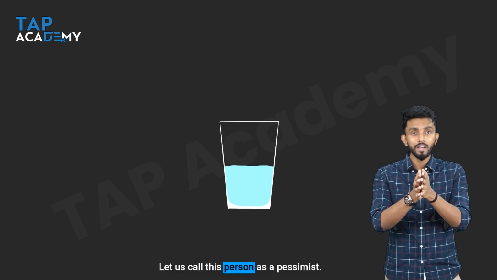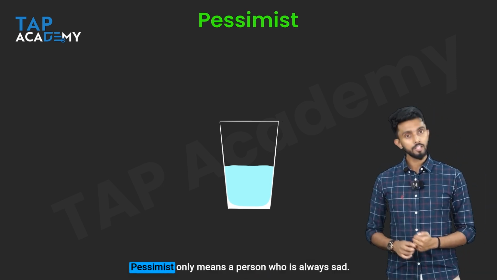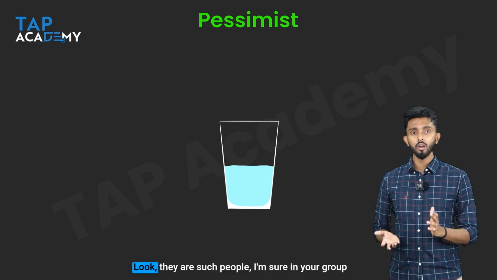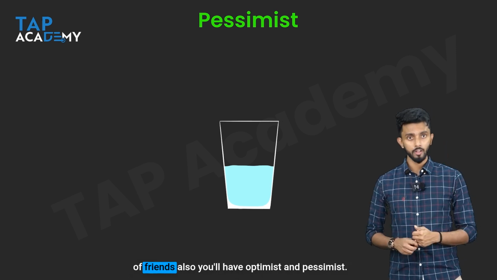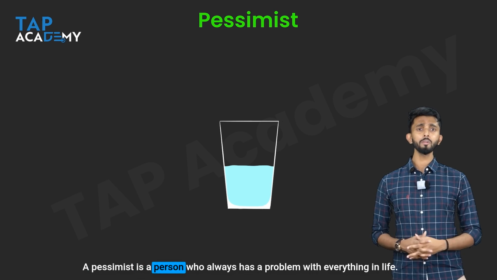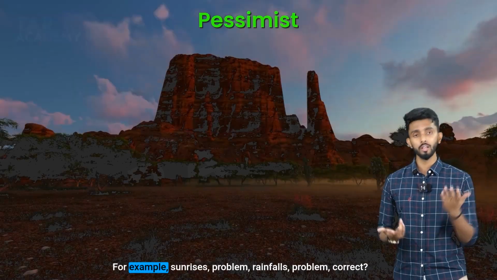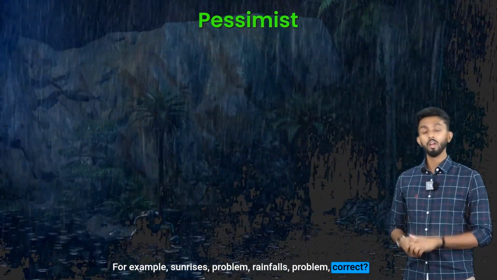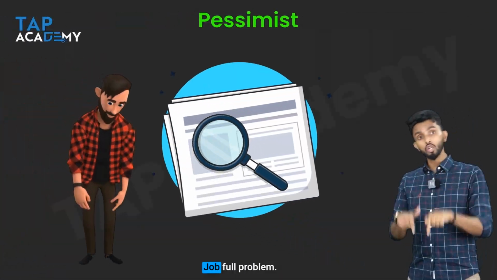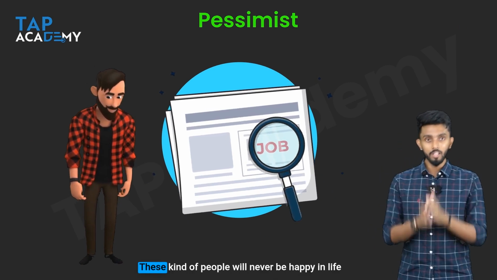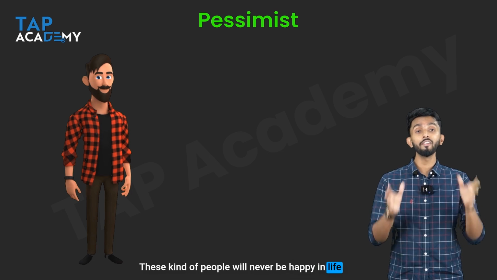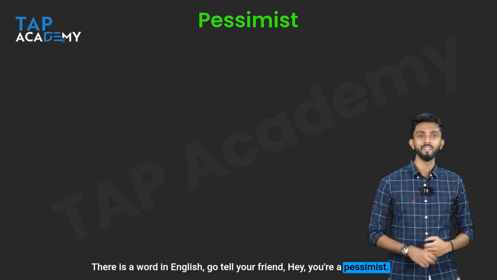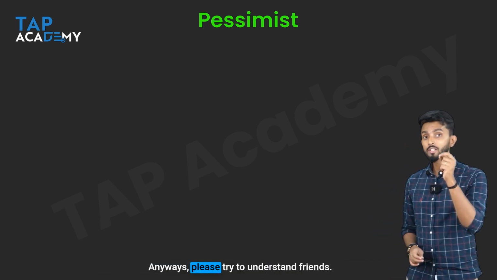Next, I'm going to call one more person who's the opposite of an optimist. Let us call this person a pessimist. A pessimist only means a person who is always sad. Okay? Look, they are such people. I'm sure in your group of friends also you will have optimists and pessimists. A pessimist is a person who always has a problem with everything in life. For example, sun rises, problem. Rain falls, problem. Correct? No job, problem. Job, full problem. These kind of people will never be happy in life, and such people are called pessimists. There is a word in English, go tell your friend, hey, you're a pessimist. Understood? Anyways, please try to understand, friends.